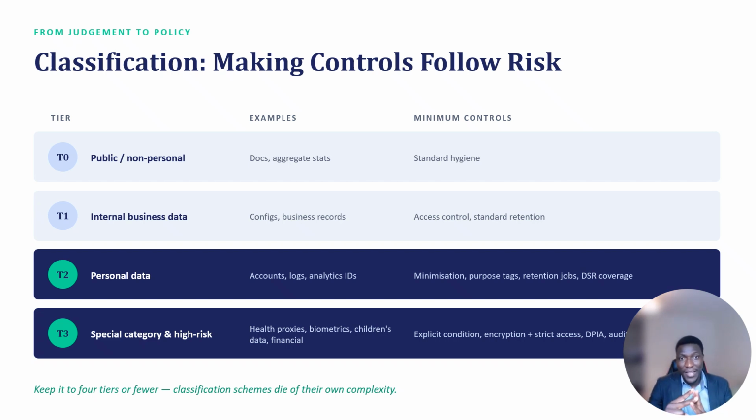Now, two important pieces of advice that I'm going to give. Number one, controls must attach to tiers automatically. It's not just about classifying, it's about classifying so that you can apply controls equivalently. Secondly, it's important to resist tier inflation. I've watched 7-tier schemes collapse because nobody could actually remember the difference between tier 2 and tier 3 and tier 4, 5 and tier 6. So it's very important to limit your tiers to 4 or 5.